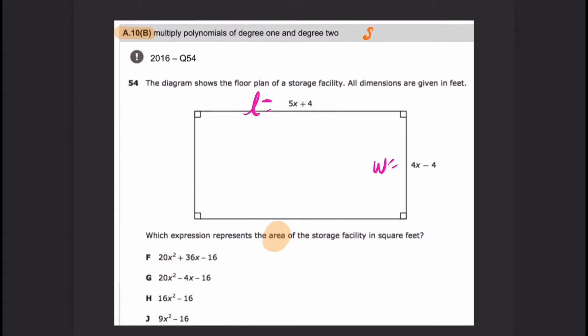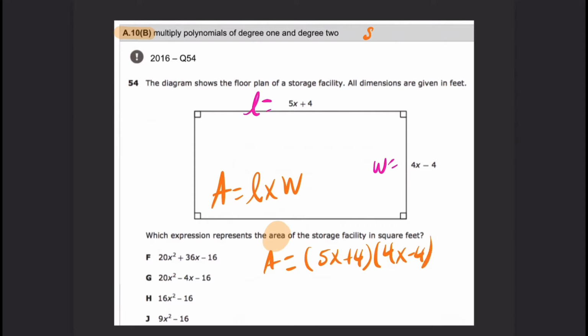So keep in mind that the area is equal to the length times the width. So area will be equal to length times width. So all we have to do here is apply the distributive property, or FOIL.